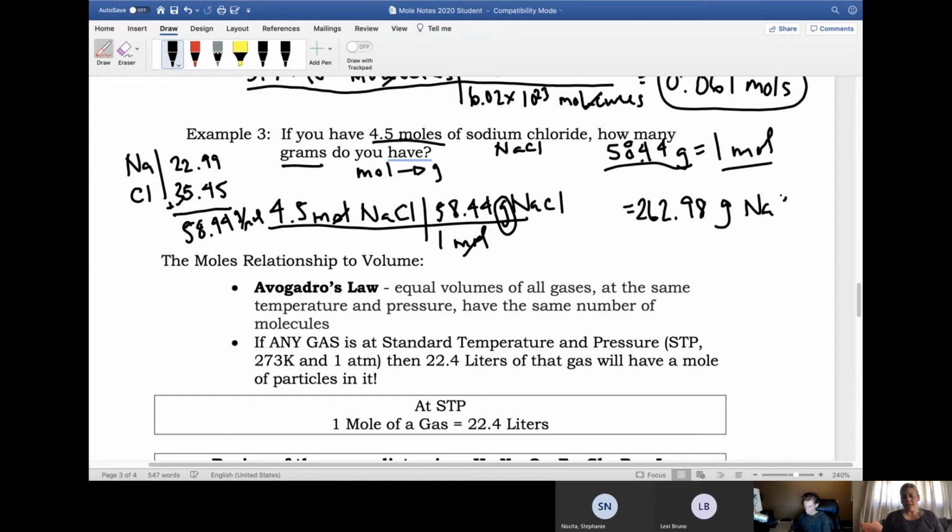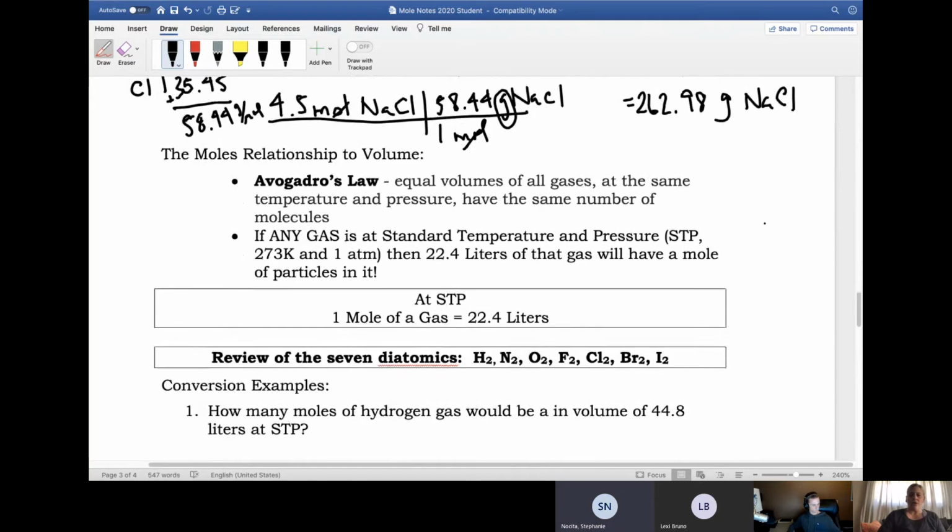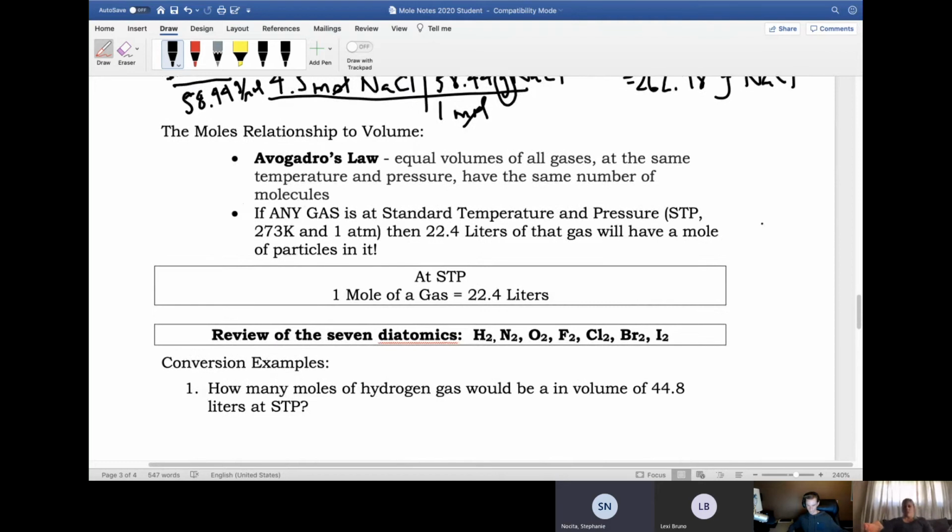So what that means is if I have 4.5 moles of sodium chloride, which is a lot of formula units, and I put that on a scale or a gram balance, it would have a mass of 262.98 grams. You guys with me so far? Okay. So now there's one more equality that we can use.